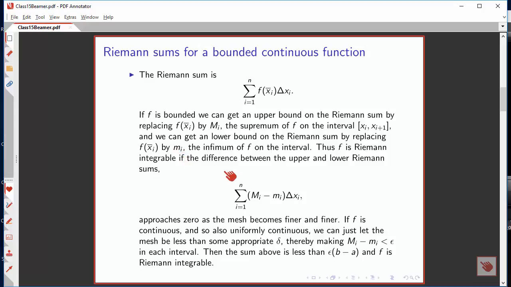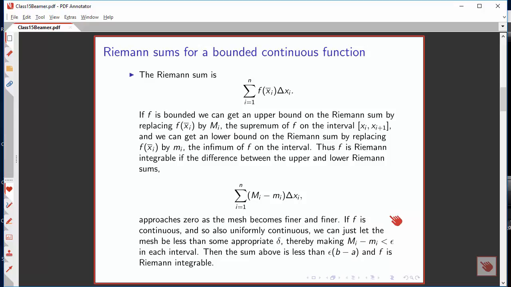In that case, we've defined what are ordinarily called the upper and lower Riemann sums, and the statement that the Riemann sums converge as the mesh goes to 0 is the statement that if we take the difference between supremum and infimum on each interval, sometimes called the oscillation, multiplied by the width of the interval, and that quantity approaches 0 as the mesh becomes finer and finer, which is going to be the case if the function is continuous, then the Riemann integral is well defined.